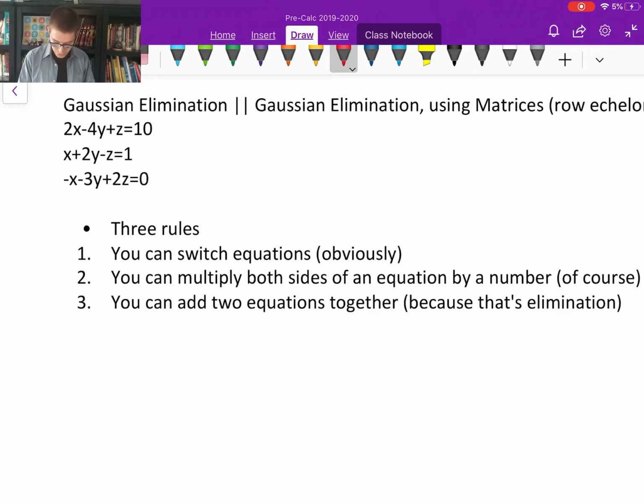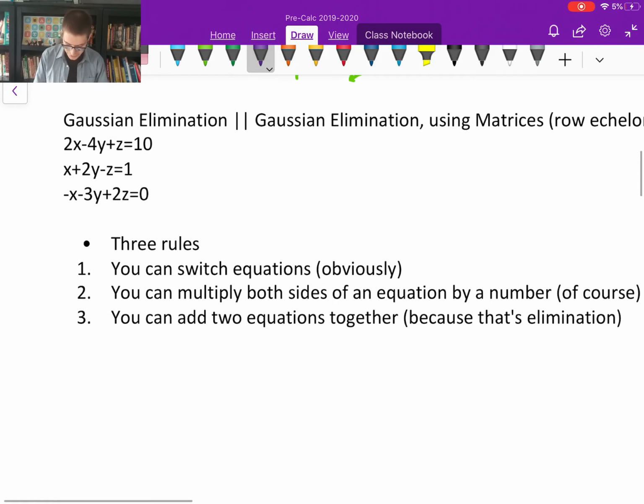Well, there's a few tools we have at our disposal. I'm going to show you 2 ways of doing it. The first way I'm going to show you is just the normal method that uses this rule of elimination a whole lot. And then I'm going to show you a second method after that with matrices. But let's look at the first method.